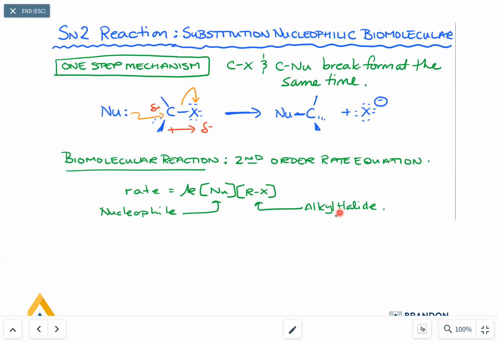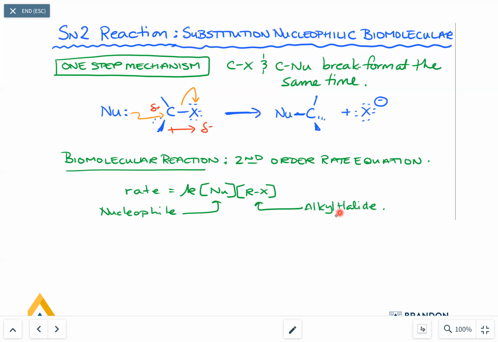So in one case, when it attacks from the opposite side, we get an inversion of this carbon. So it's almost like an umbrella in the wind. It flops, goes from protecting you, concave around your head, to when the wind takes it, concave towards the rest of the universe. Or in the other case, there is no inversion.